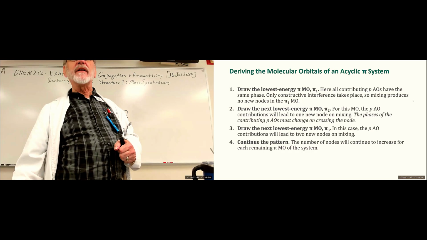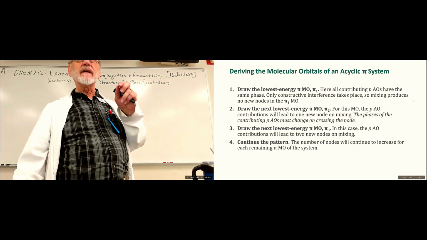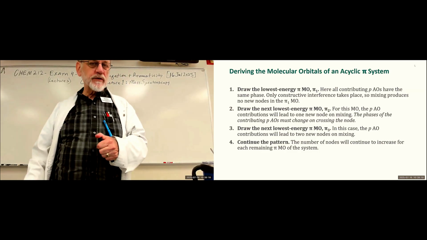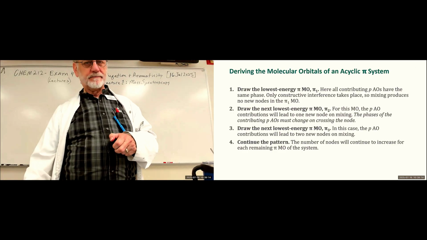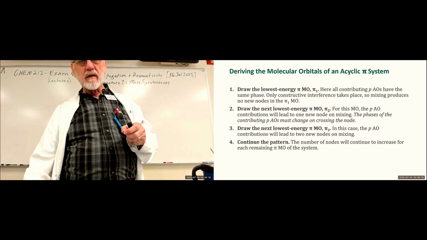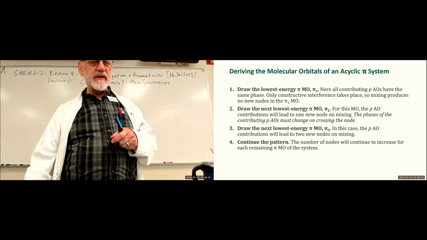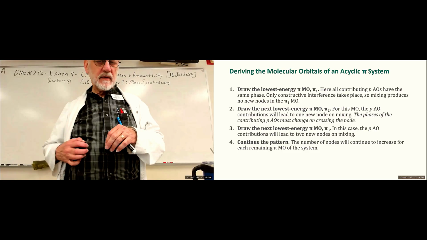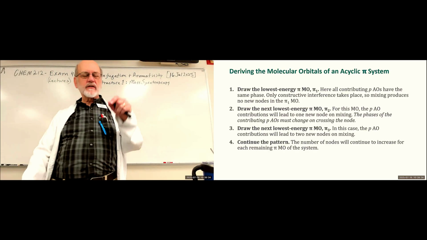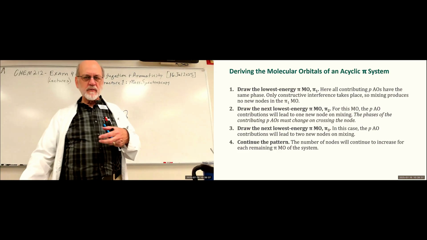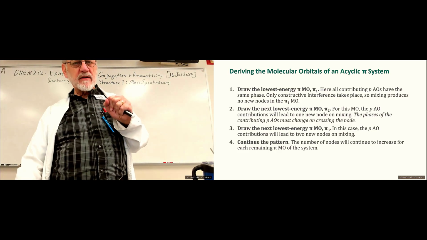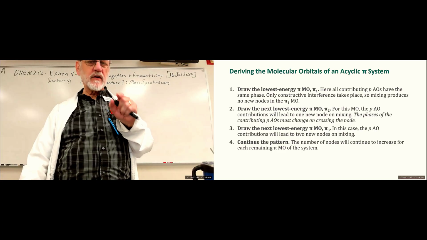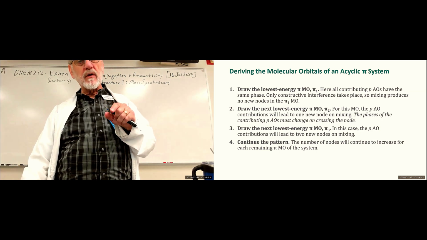So here's some helpful hints for deriving the molecular orbitals of an acyclic pi system. Acyclic pi system, we're talking about conjugation. Draw the lowest energy pi molecular orbital. Here, all contributing atomic orbitals have the same phase. Only constructive interference takes place, so mixing produces no new nodes in the pi molecular orbital. Draw the next lowest energy pi molecular orbital. For this molecular orbital, the p atomic orbital contributions will lead to one new node on mixing, and the phases of the contributing atomic orbitals must change on crossing the node.